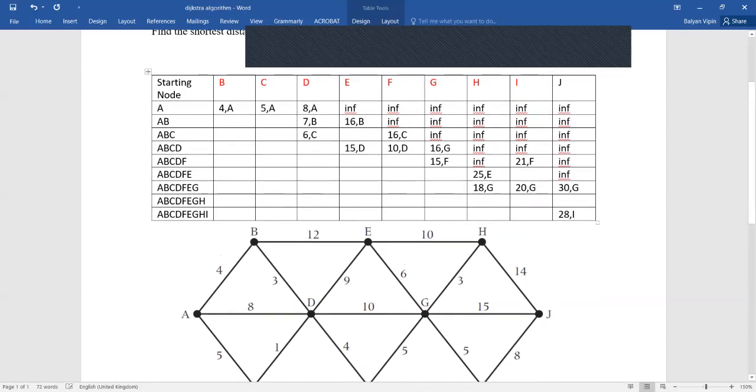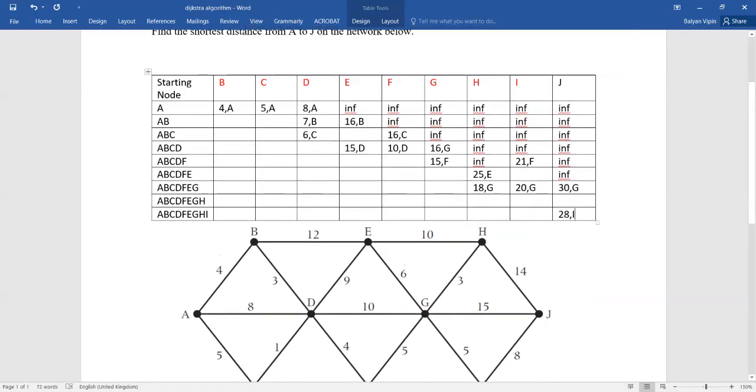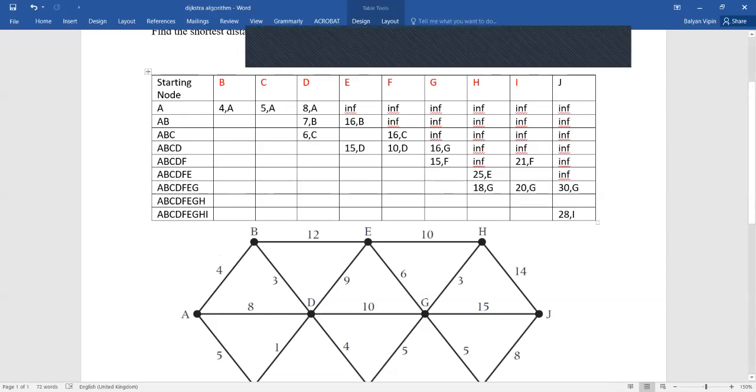So this is the complete diagram, or you can say the table, with the help of which you can find the cost starting from one point to another. Now, how will this be used to find the cost? Let's say you need to go from A to J. The cost here is 28, and the route here is A, B, C, D, E, F, E, G, H, I.